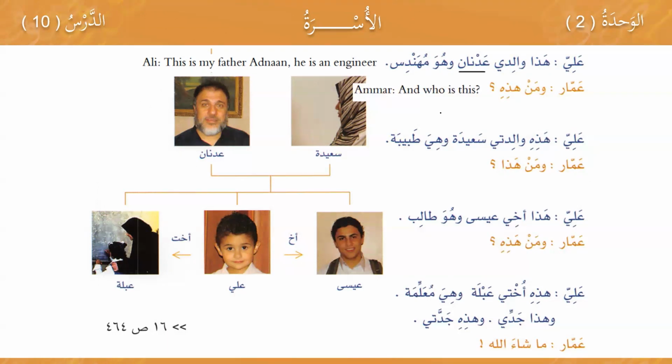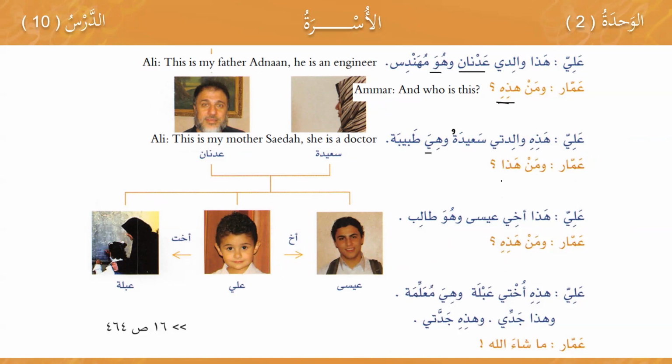Ammar: ومن هذه, and who is this? So when you point towards singular feminine, then we know that we use هذه. Ali: هذه والدتي, and this is my mother Saida. And remember that with the names of the feminine we don't use the tanween, so we will say Saidatu وهي طبيبة, and she is a doctor. In the previous lesson we have learned about huwa and hiya.